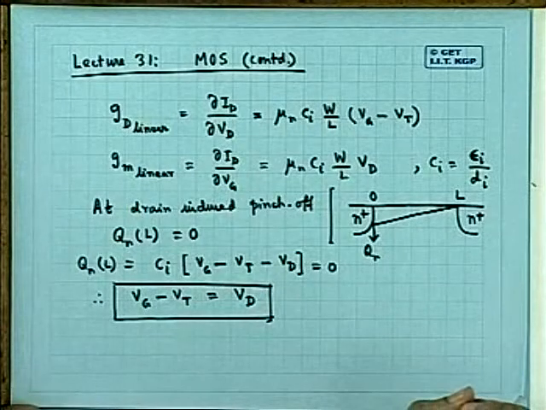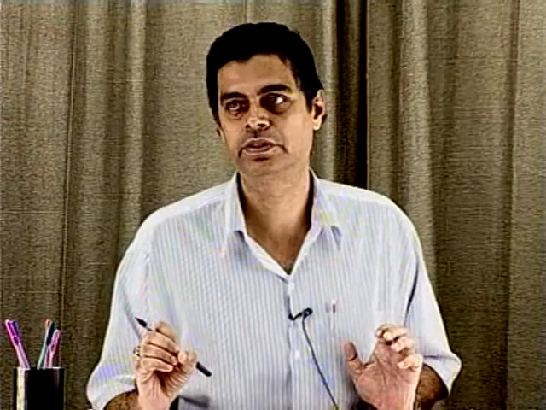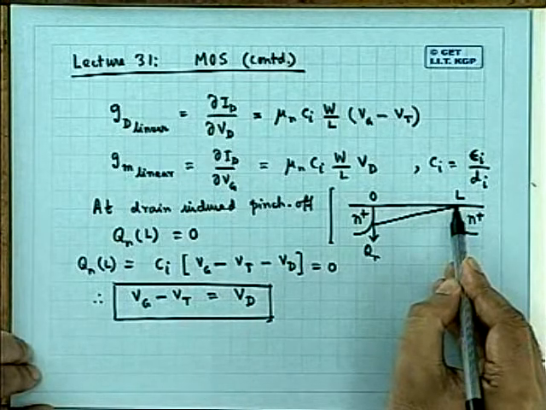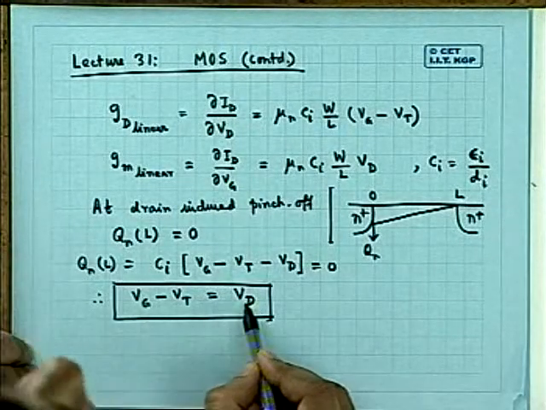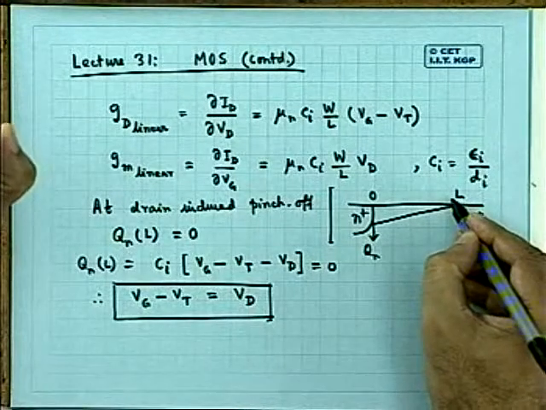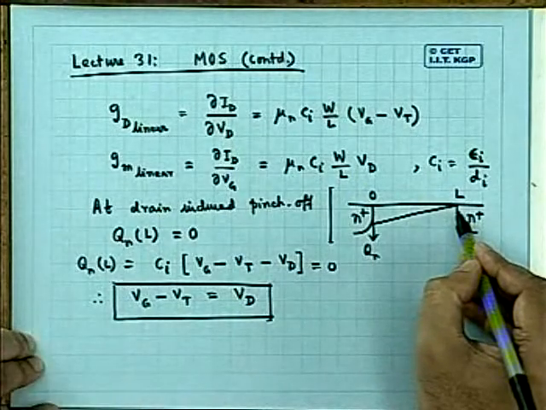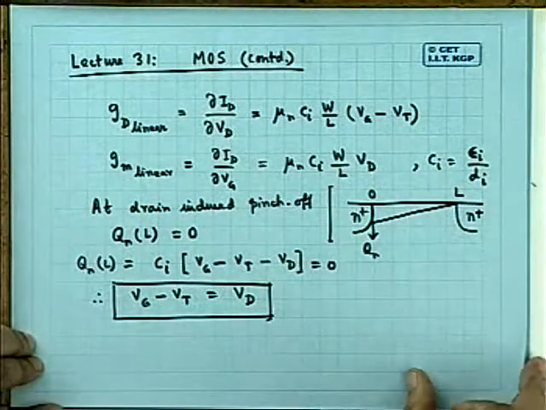Under the condition when we ignore the drain-induced deep depletion, we find that this so-called pinch-off of the channel at the drain end will occur when Vg minus Vt is equal to Vd, which is the same as Vg minus Vd equal to Vt. The effective drain-to-gate bias, Vg minus Vd, is equal to Vt. If you exceed Vt over this, then there will be a wider pinch-off region. I'll be coming to that afterwards.